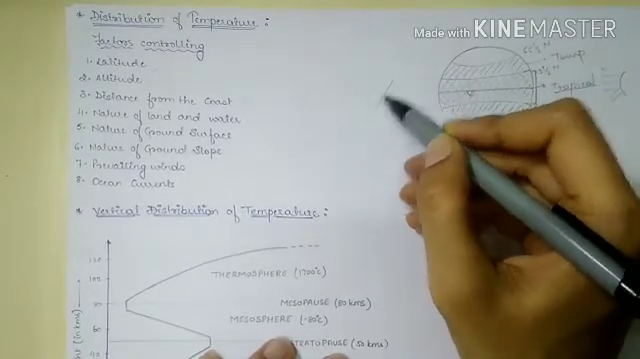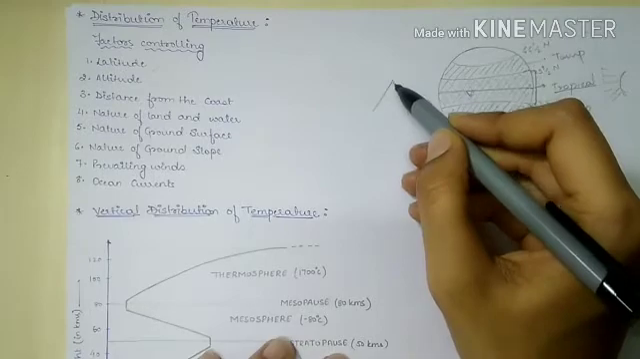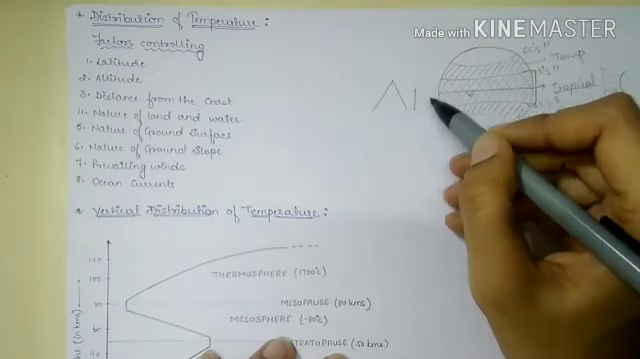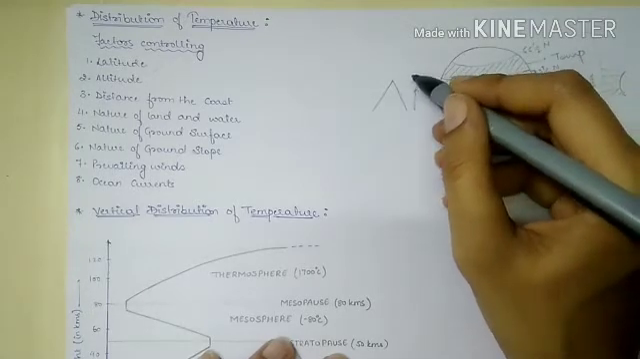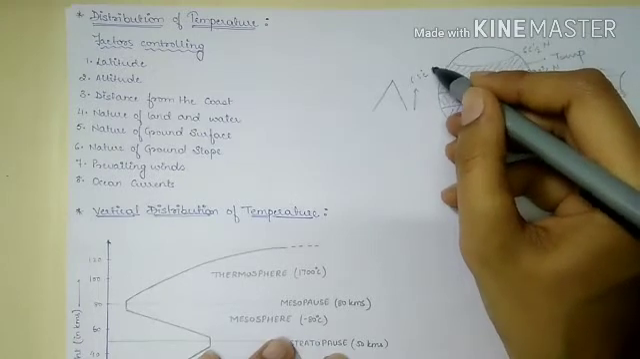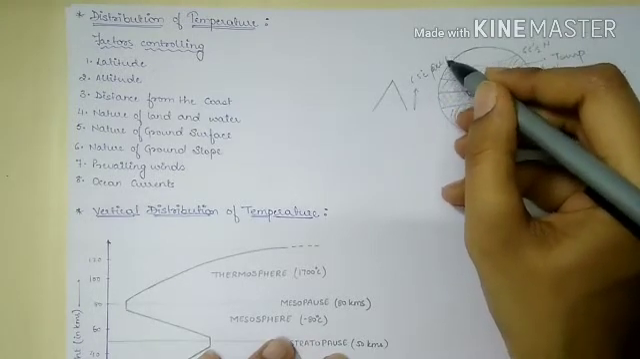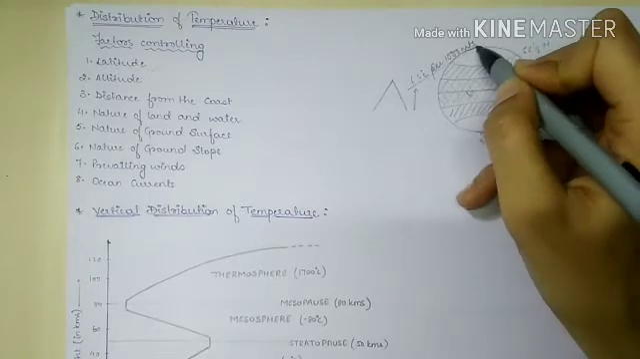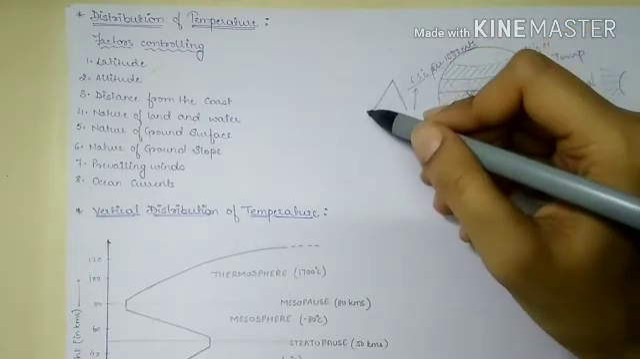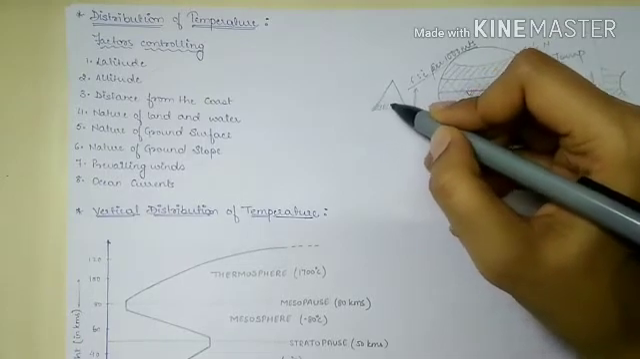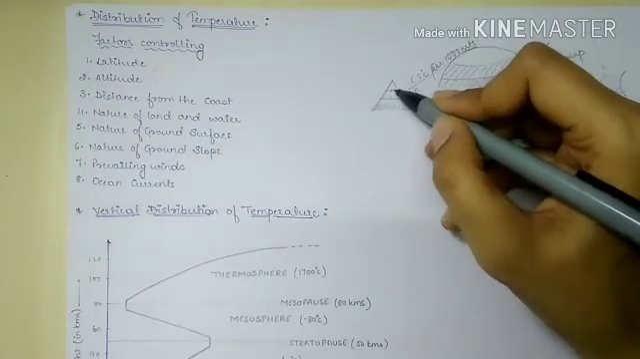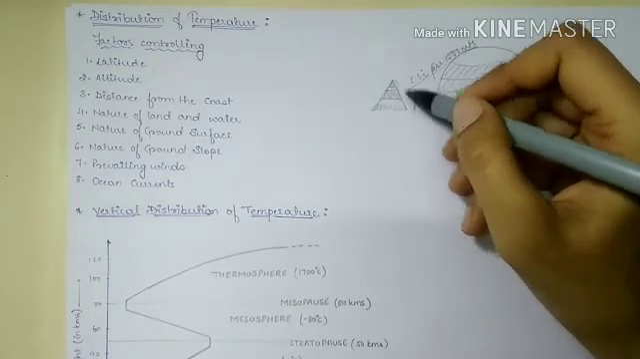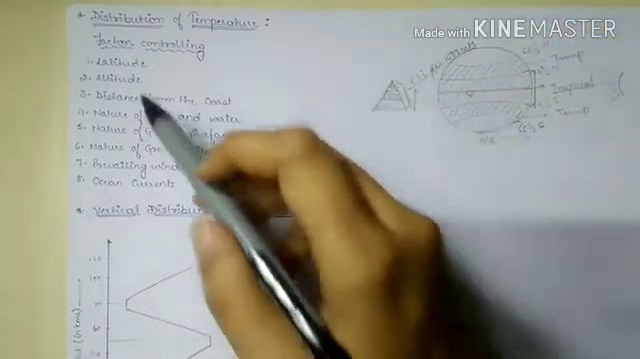Why? Because as we move up from the ground surface, the temperature normally decreases at the rate of 6.5 degrees Celsius per 1000 meters. This is the decrease of temperature at the normal lapse rate. So here the temperature will be different as compared to this area, and this area will be much cooler. There is a lot of difference which occurs due to altitude.